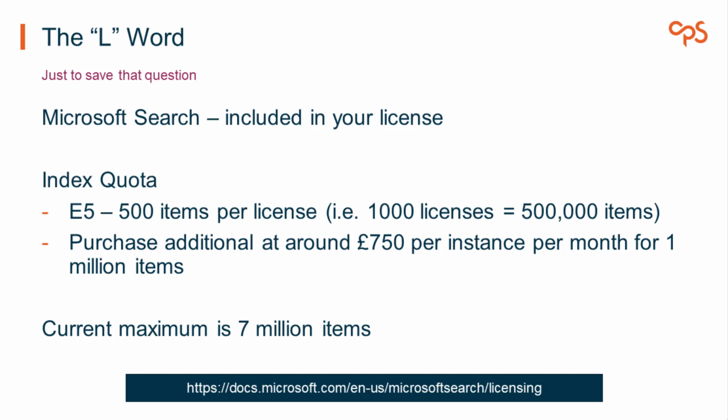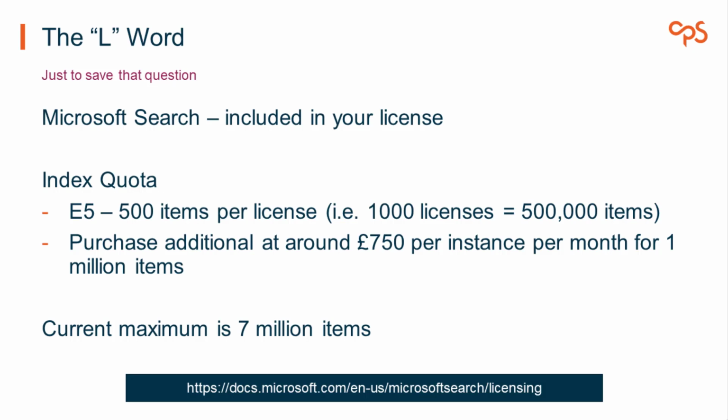If you don't have an E5, then you will need to purchase, as it says there, 750 quid per instance. Sorry, UK prices there. There is a link within there. If you just look up Microsoft Search licensing, it will tell you your local prices. So quite a hefty jump if you don't have E5s.